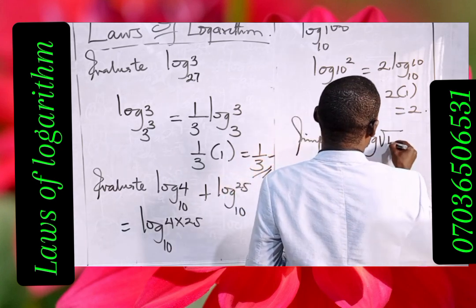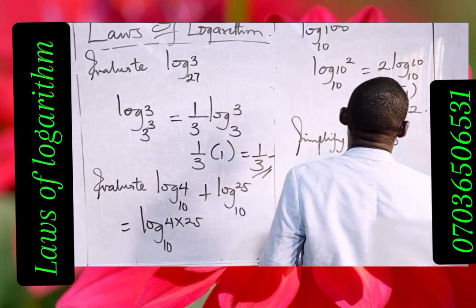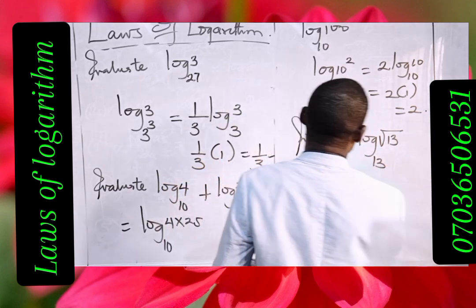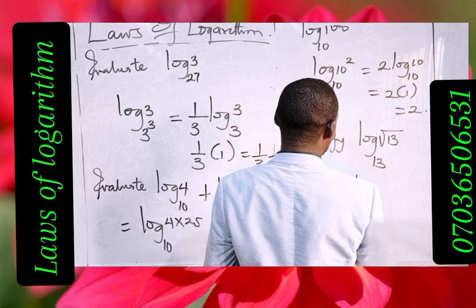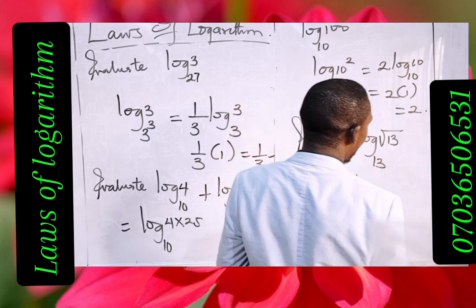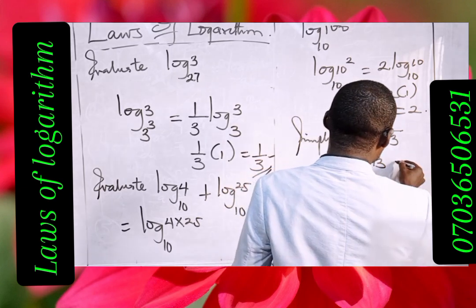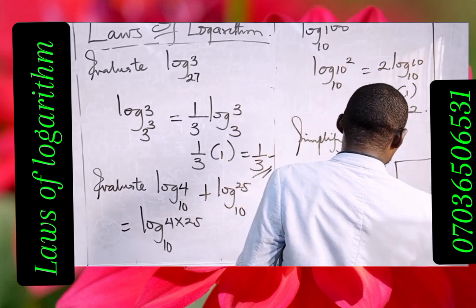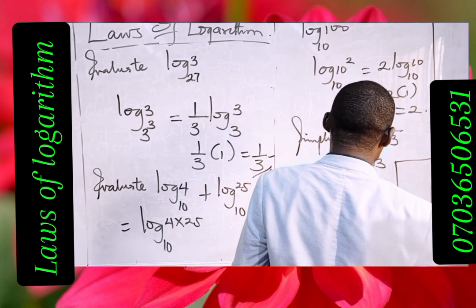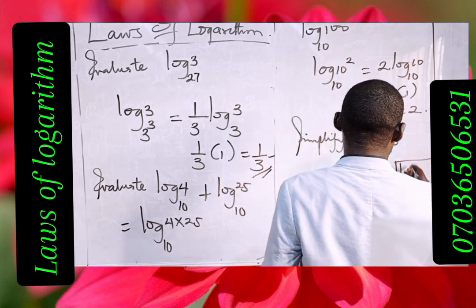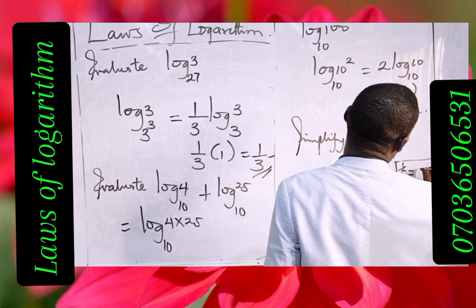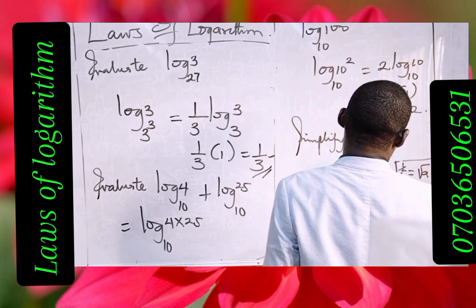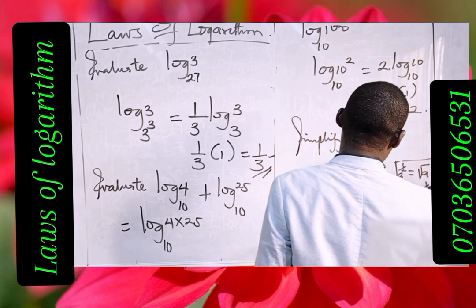Now after this, example 3: simplify log root 13 base 13. Now, what are we going to do? This is the same as log 13 raised to power half base 13. Somebody say, how come of half? We know that indices and logarithm are like brother and sister. So remember that a raised to power half is the same thing as square root of a. So root 13 is the same thing as 13 raised to power half. That is how come of this.